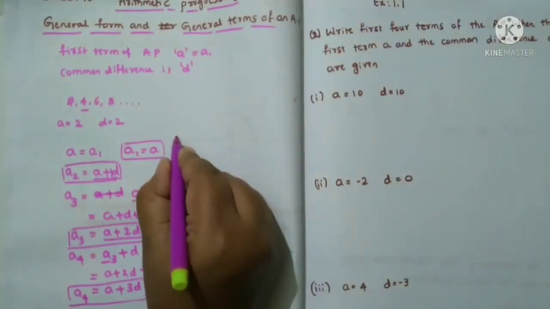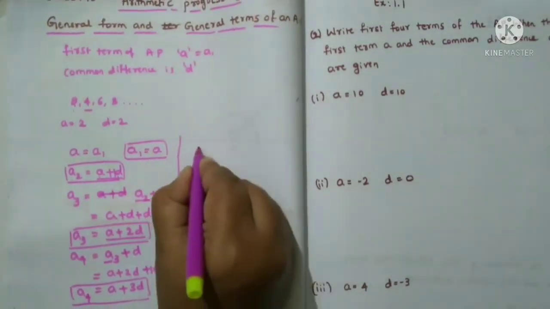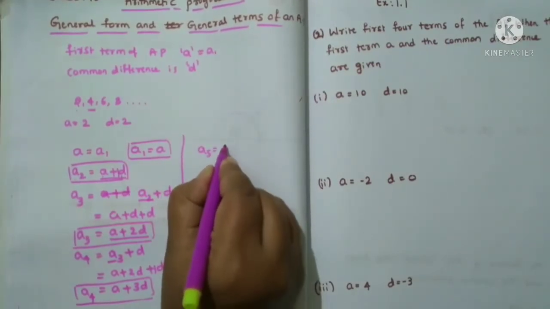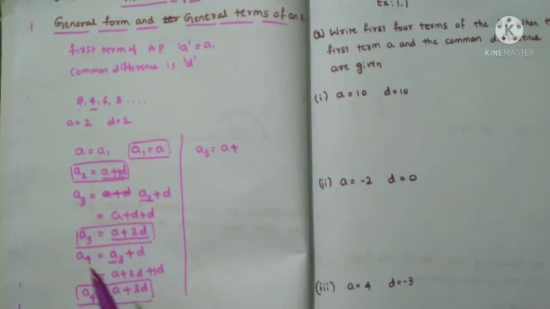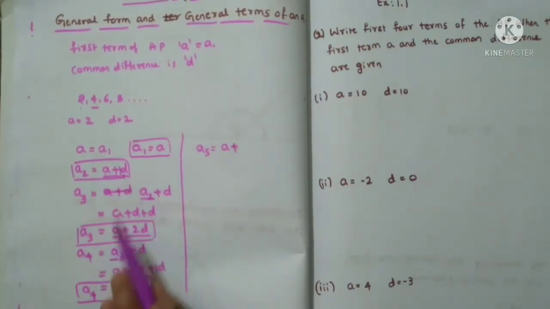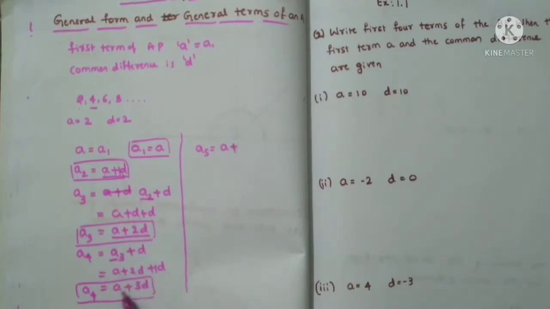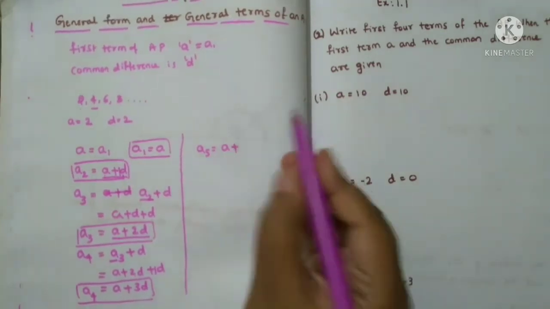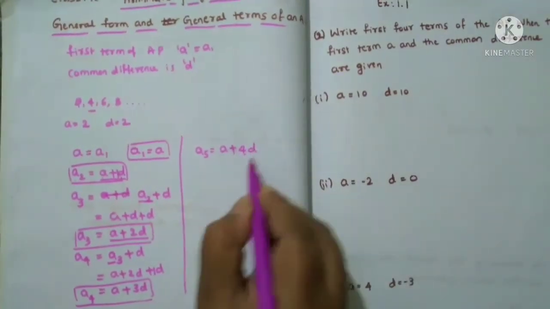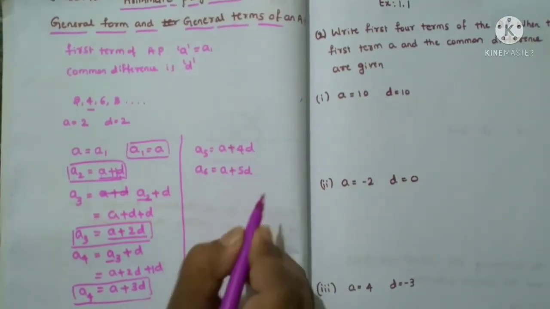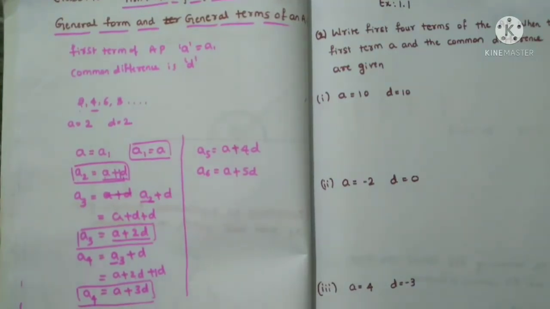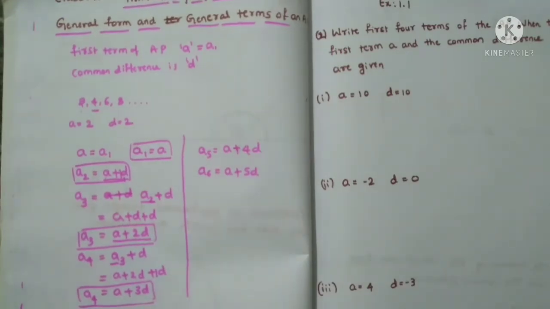a5 is equal to a plus... can you observe these sequences and say that? See, a2 is a plus 1d, a3 is a plus 2d, a4 is a plus 3d. Like that, where 4 is there, here 3 is there. So a5 is a plus 4d, a6 is a plus 5d. Like that, a10 is a plus 9d, a100 is a plus 99d. So one number less you have to write in the formula.